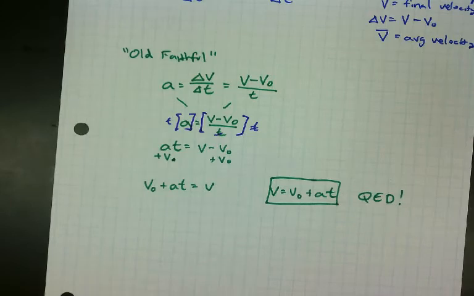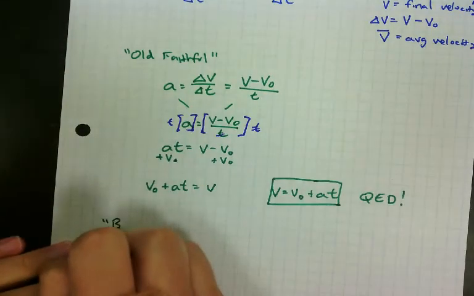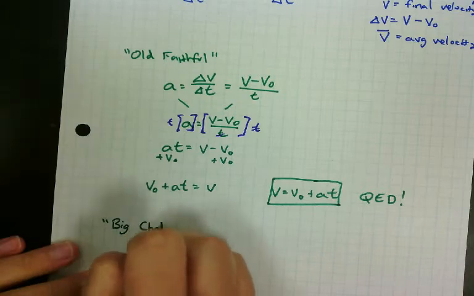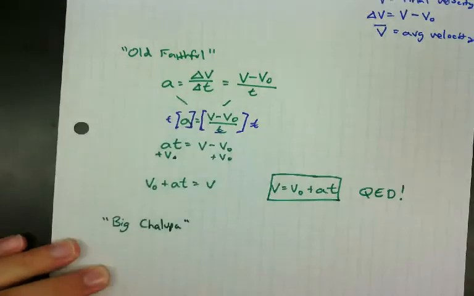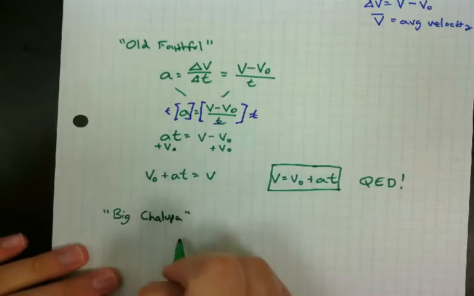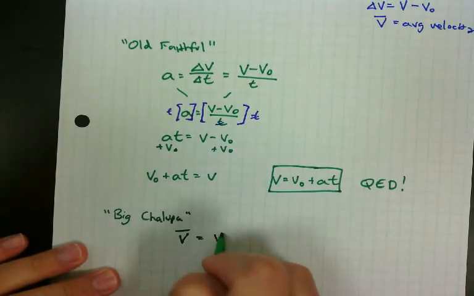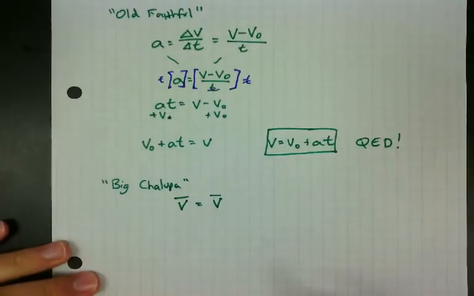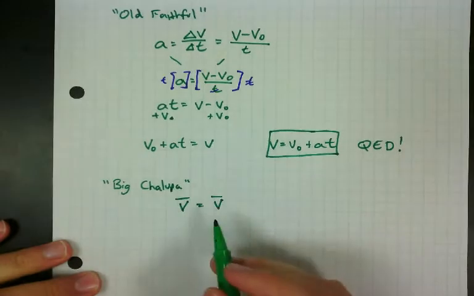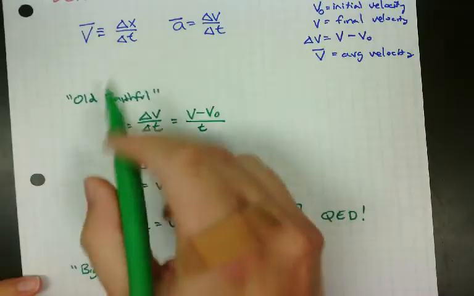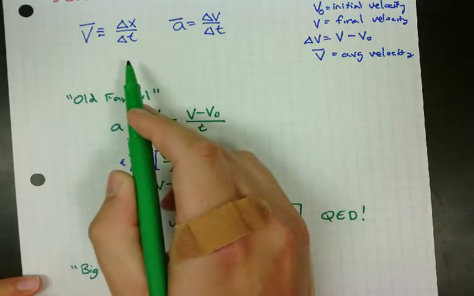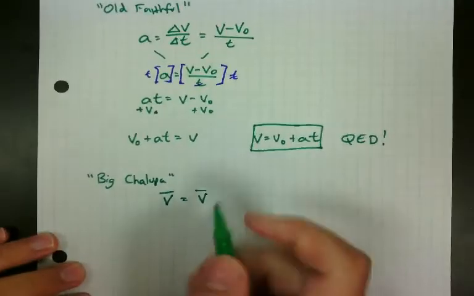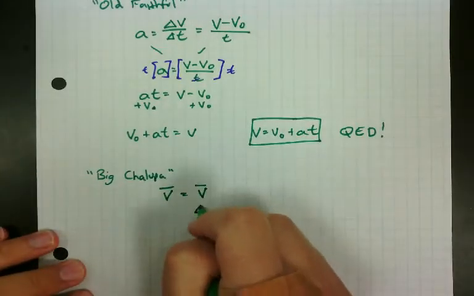So now let's try and derive Big Chalupa. What we're going to do is start with something that sounds silly. We're going to start by saying that the average velocity is equal to the average velocity. You can say that, right? I imagine you can. That's just true, right? It's a true statement. Okay? So then I'm going to say, okay, what average velocity we know is equal to delta x over delta t, right? So average velocity is equal to delta x over delta t.